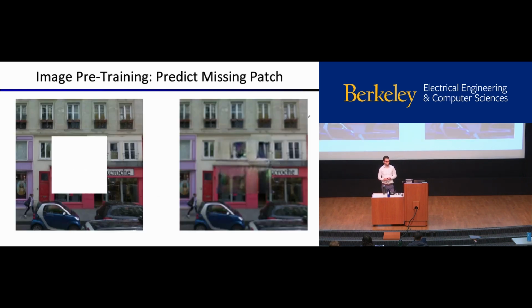This works for images too. You can take a chunk out of an image. The one on the left is like someone has removed a chunk from this image, and the one on the right is actually a reconstructed version. So there's kind of a blurry patch in the middle here.